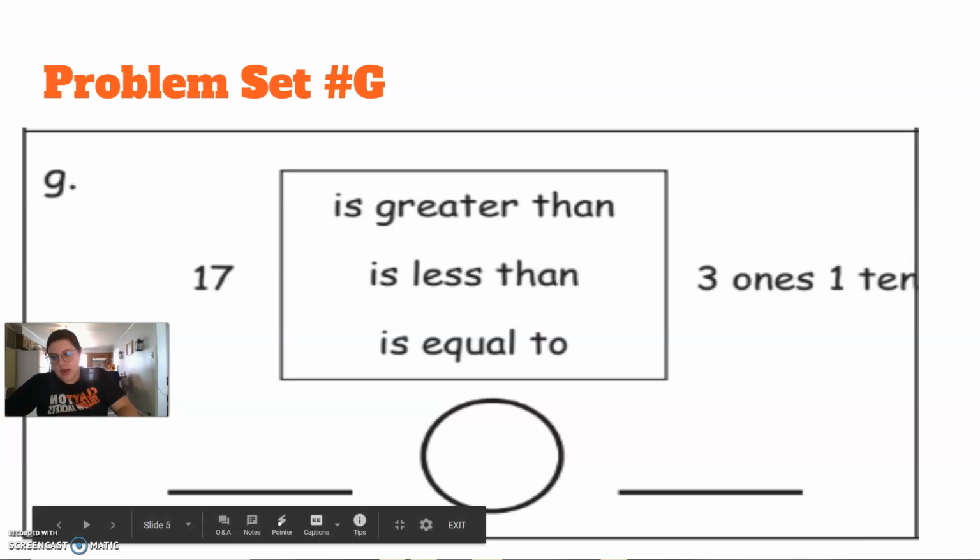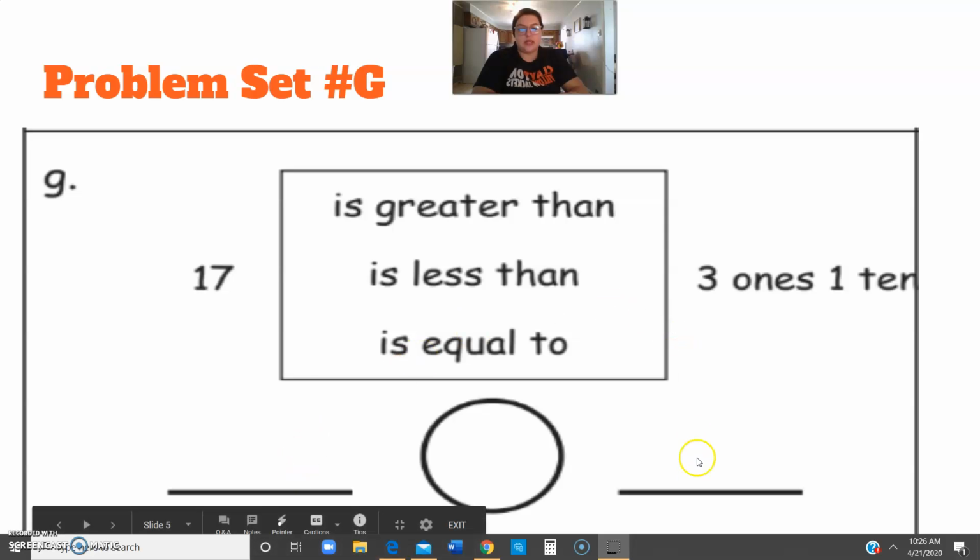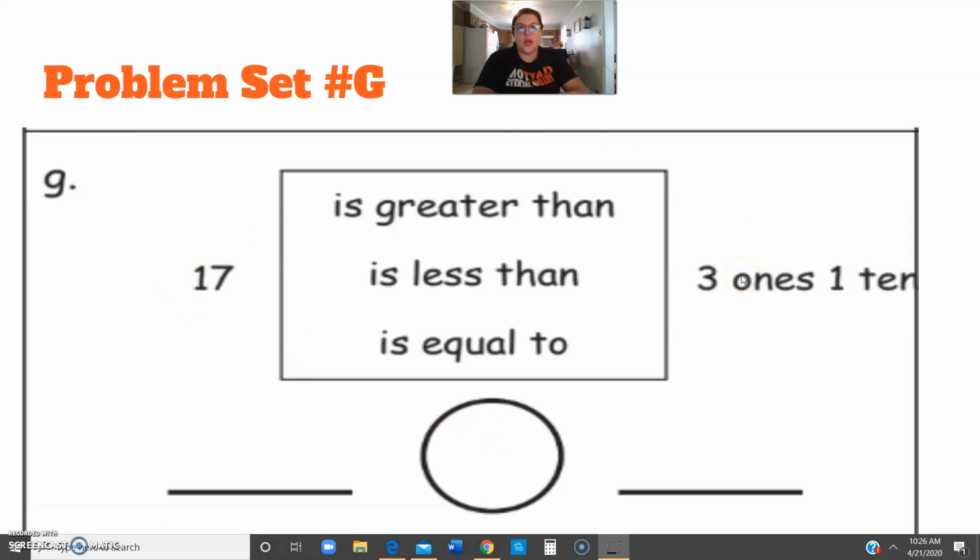So this is our problem set. It has 17 and then it has 3 ones, 1 ten. It wants us to circle the statement that is true. Then it wants us to put the numbers on the line and compare them with the correct symbol, okay? So 3 ones, 1 ten.